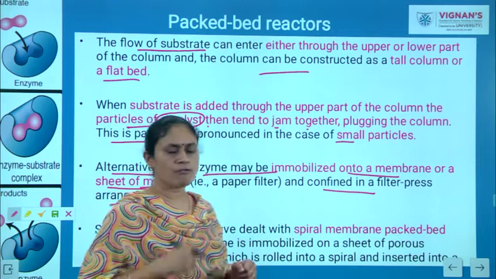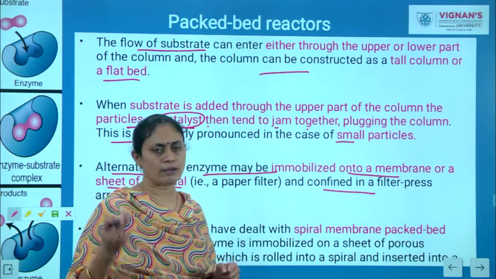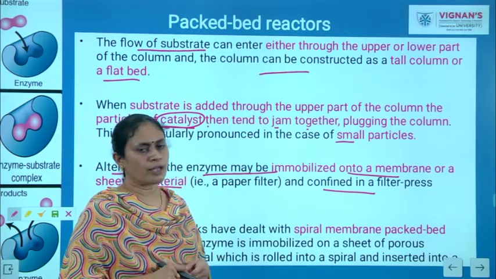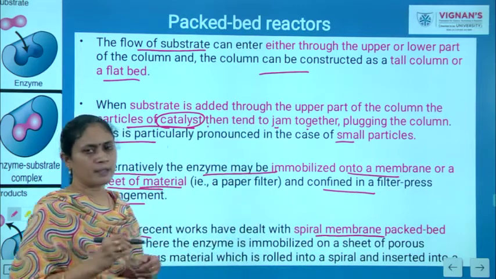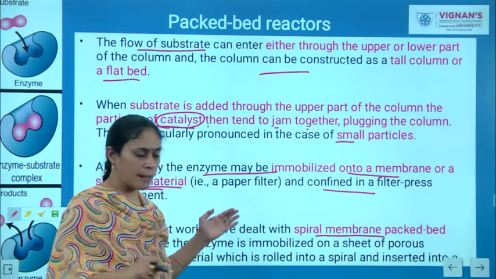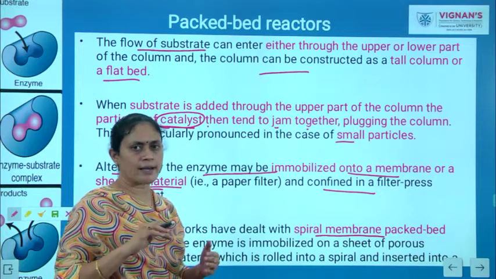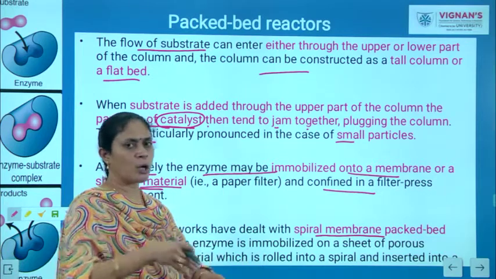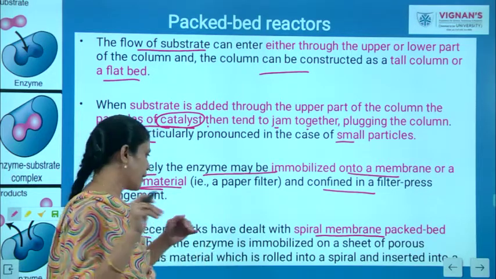In order to achieve a higher yield of your product, there are a number of modifications available for your packed bed reactor. One such modification is the spiral membrane packed bed reactor. Here in the spiral membrane packed bed reactor, we have considered a sheet. We have immobilized our enzyme on it, made the sheet into a spiral form, and incorporated that immobilized enzyme into your reactor.